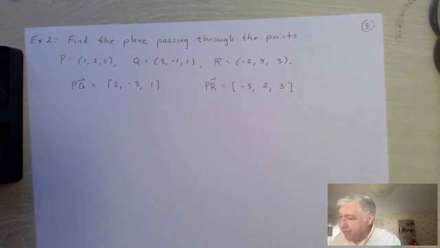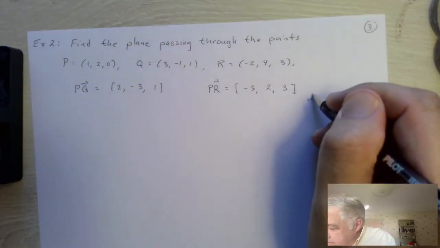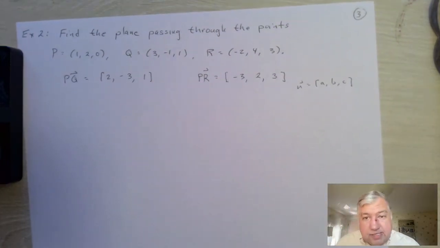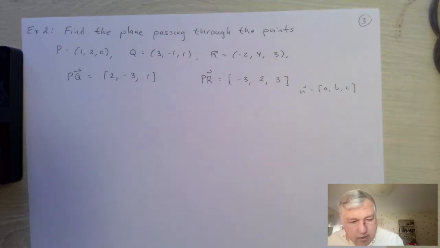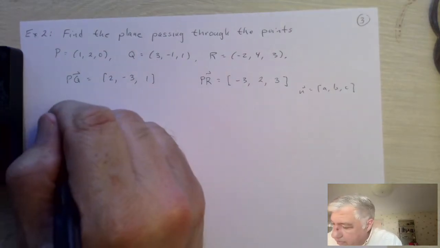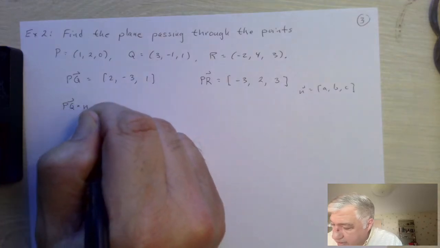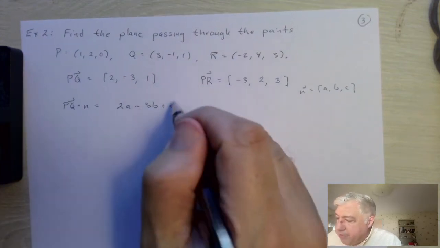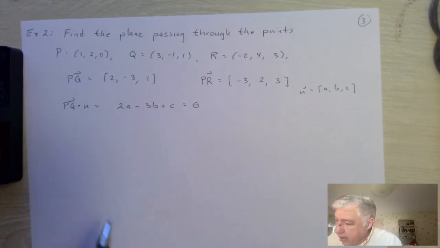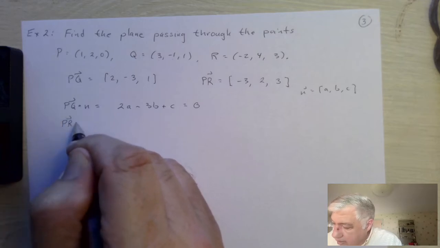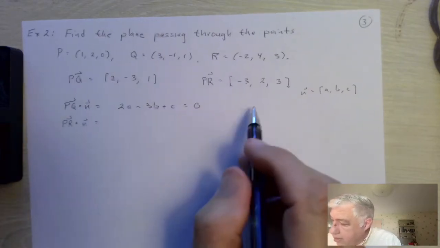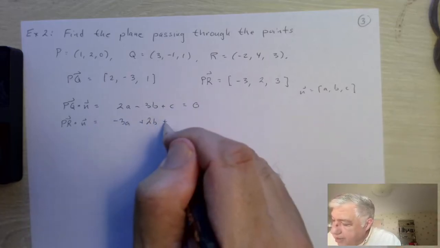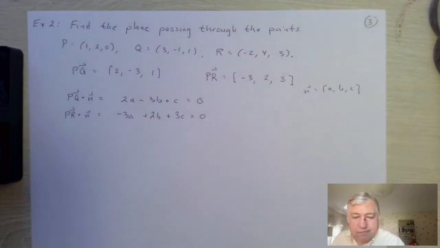All right. And then we'll let n be just A, B, and C. And we want to find numbers A, B, and C for which this works. PQ dot n is going to be 2A minus 3B plus C, and we want this to be 0. And then PR dot n is going to be negative 3A plus 2B plus 3C, and we also want that to be 0.